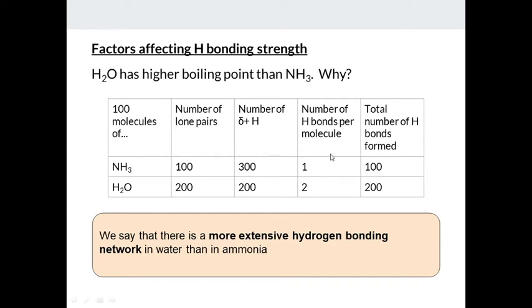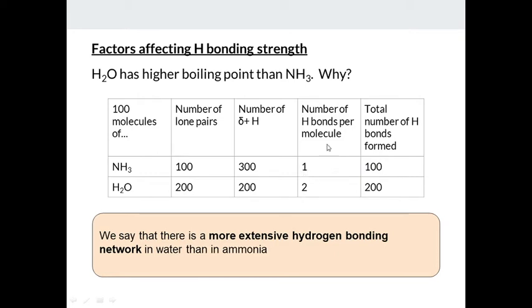Why is this so? This is because if you have 100 molecules of ammonia and 100 molecules of water, there are 100 lone pairs on the ammonia molecules and 300 partially positive hydrogens in the 100 molecules of ammonia, but the number of lone pairs is limiting. Hence, the total number of hydrogen bonds formed between the ammonia molecules is 100, resulting in only one hydrogen bond formed per molecule.